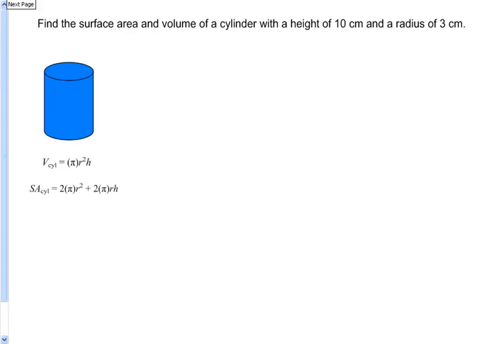Let's look at an example. Find the surface area of this cylinder if it has a height of 10 centimeters and a radius of 3 centimeters. Well, first thing I'm going to do is find the easy one using the first equation here, volume. The volume is given by pi times r squared times h. And once I have the equation, now I just have to plug in my values. Well, what does the question tell us? The height here is 10 centimeters. And we're told the radius is 3 centimeters.